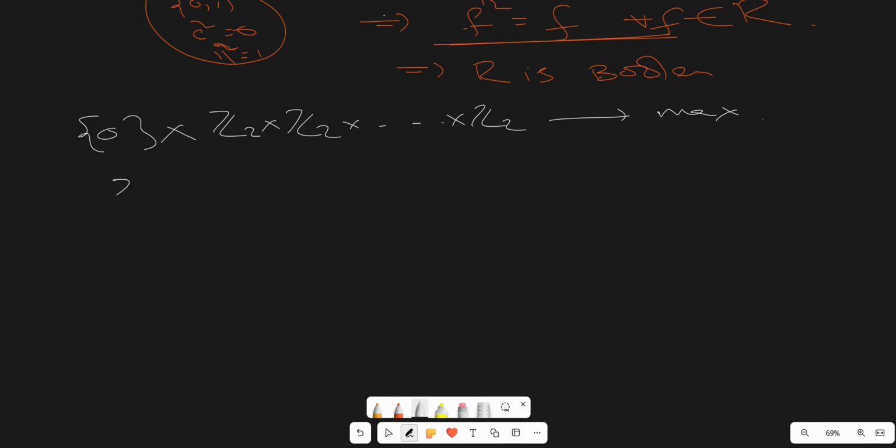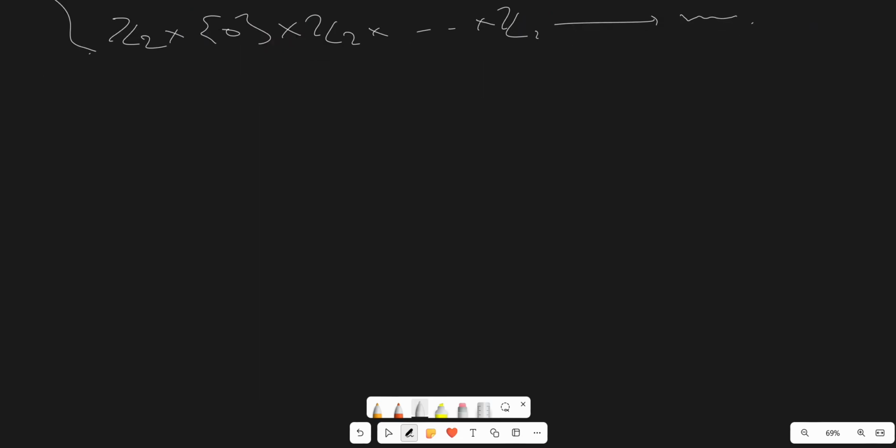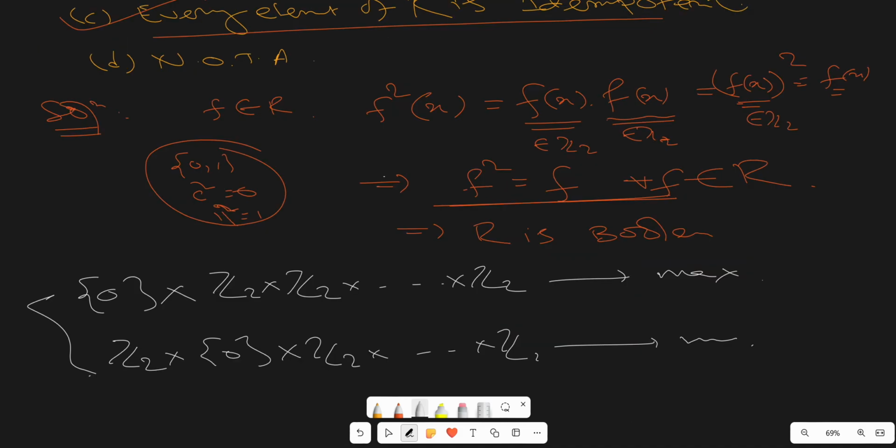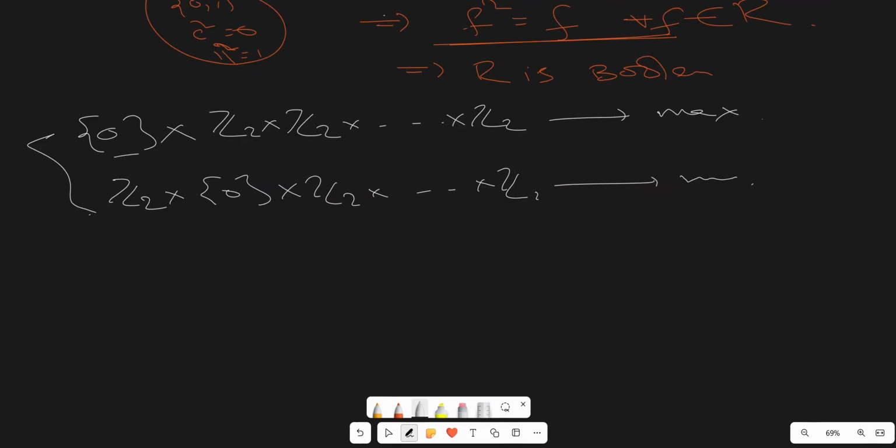So what do you think about this Z2 cross 0 cross Z2 cross dot dot dot? This is also a maximal ideal. So these two ideals are not the same. So it does not mean that R has a unique maximal ideal. See here, I am collecting all the functions from here to here, so I am collecting all those Z2s. These are maximal ideals, right?